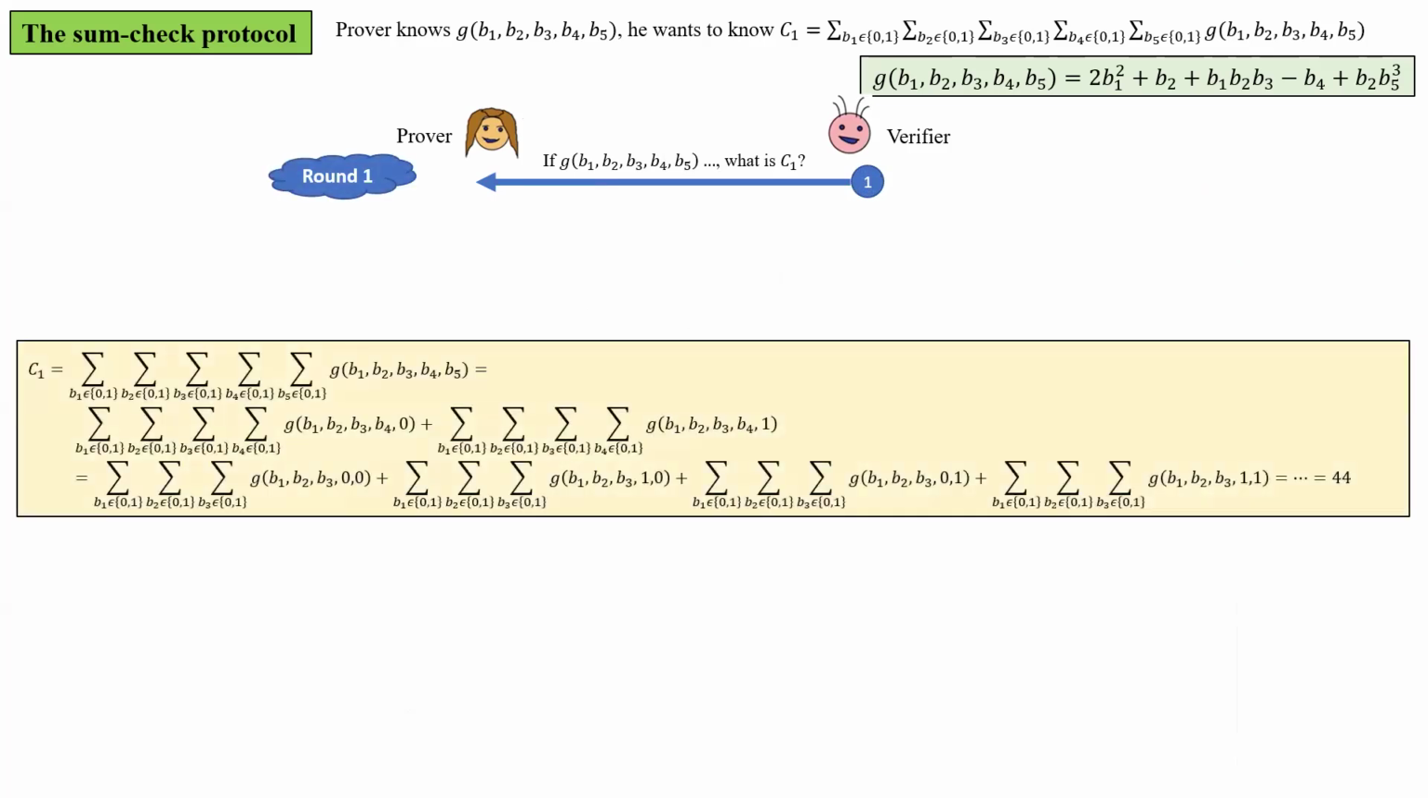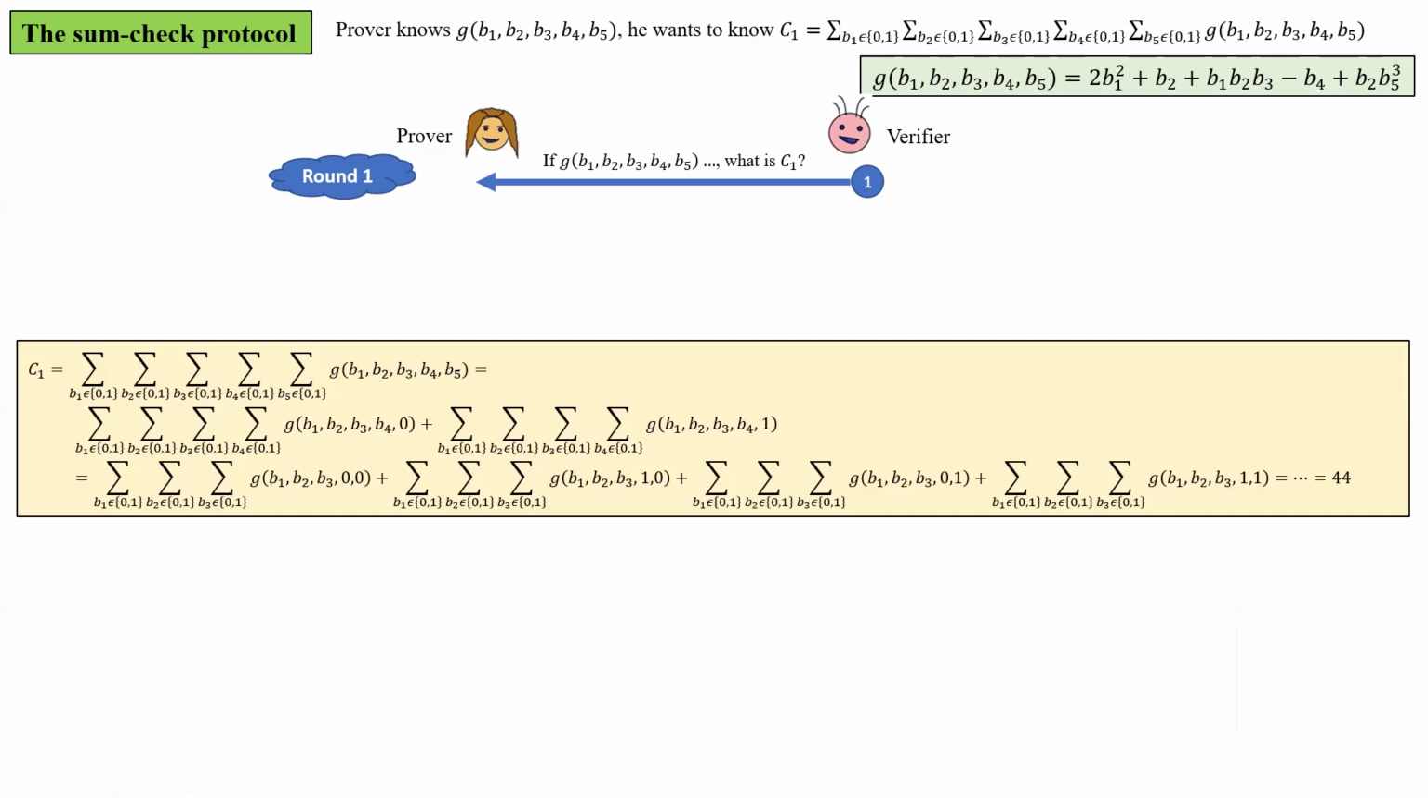In round one, the prover first calculates the required summation, which is C1. So this means that the prover needs to open the summation over all the variables B1 to B5, where B1 to B5 could be 0 and 1. And after opening these different sums, the prover can reach 44 as the required summation.